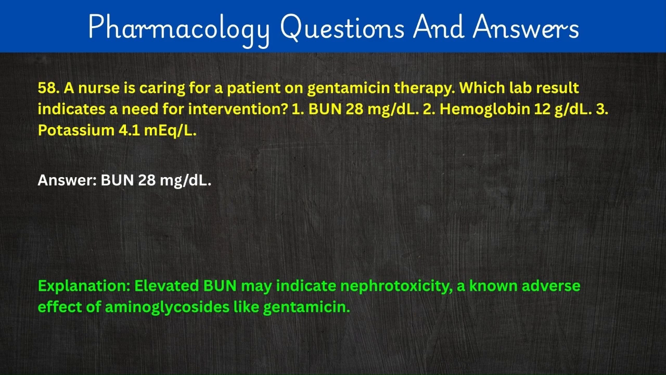58. A nurse is caring for a patient on gentamicin therapy. Which lab result indicates a need for intervention? 1. BUN 28 mg per deciliter. 2. Hemoglobin 12 g/dL. 3. Potassium 4.1 milliequivalents/L. Answer: BUN 28 mg per deciliter. Explanation: Elevated BUN may indicate nephrotoxicity, a known adverse effect of aminoglycosides like gentamicin.